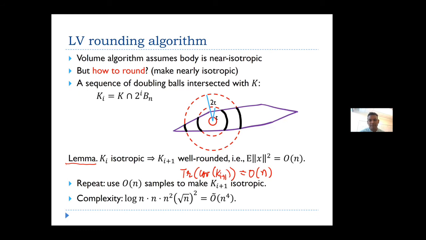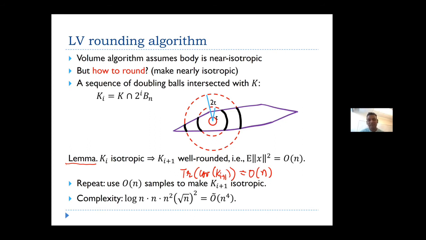Yeah, this particular lemma about isotropy implying well-roundedness is a bit delicate because it is not true that if Ki is isotropic, then Ki plus one is also nearly isotropic. That's not true. So even if you scale up your ball by a factor of two, the next body could be way off from isotropic. However, it remains well-rounded, and this we can leverage. But since it's only well-rounded, sampling is more expensive. Nevertheless, we can still keep everything under n to the 4.